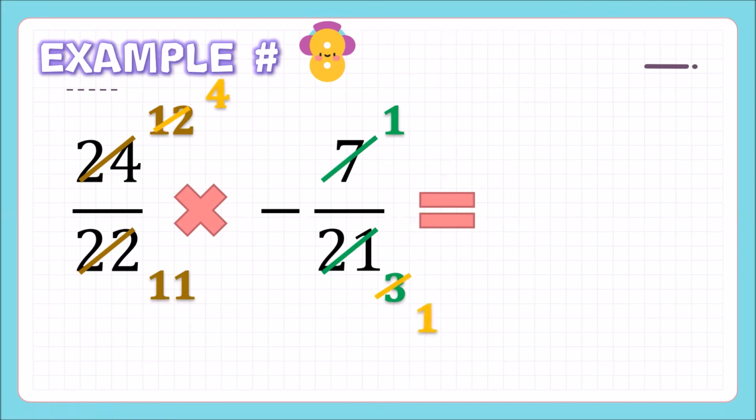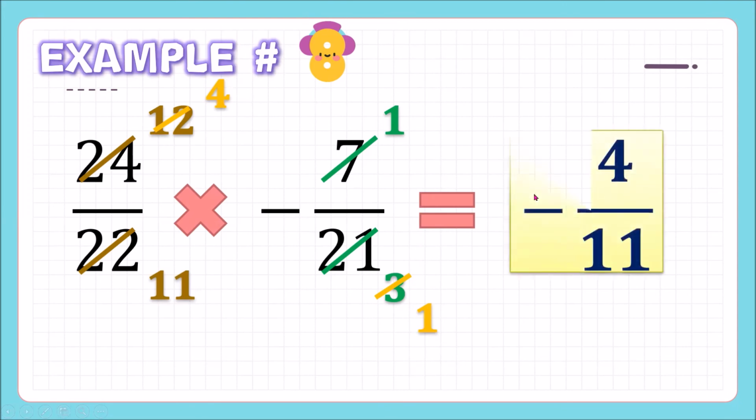So we have now positive times negative. So take note, that is negative. Your answer will be negative. Then 4 times 1, we have 4. And then 11 times 1, we have 11. So our answer will be negative 4 over 11.